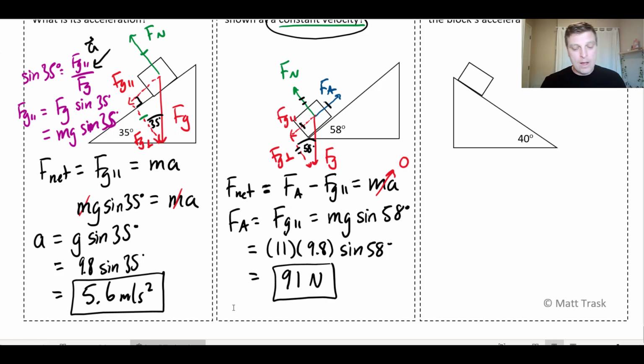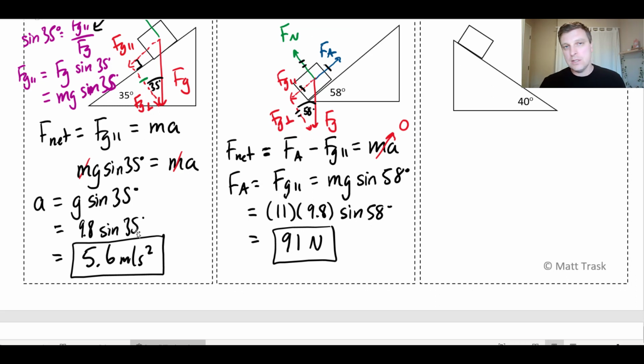Now, important to notice that in the first example, the mass canceled out, it didn't matter. In this example, it did. And that's because we're finding the force. Even though these blocks would have the same acceleration down a ramp, clearly the more massive the block is, the more force is required to push it up the ramp, right? That just makes intuitive sense.